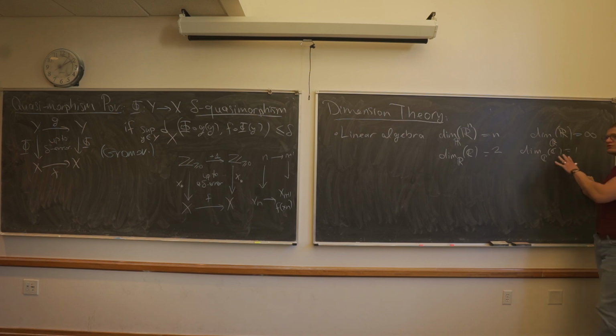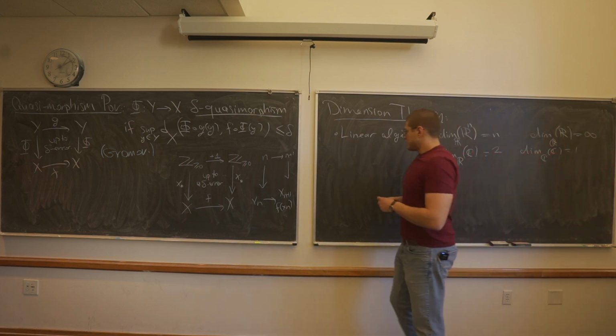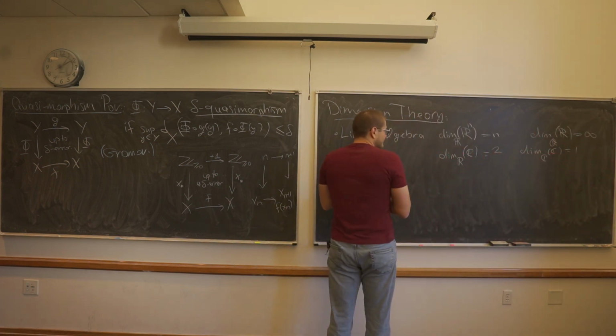Which is why, for instance, if someone is doing complex geometry or algebraic geometry or whatever, they would call C one-dimensional, which is very confusing for someone like me, but they do it.